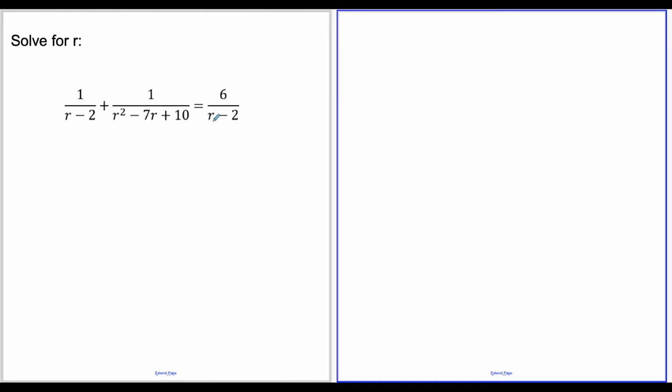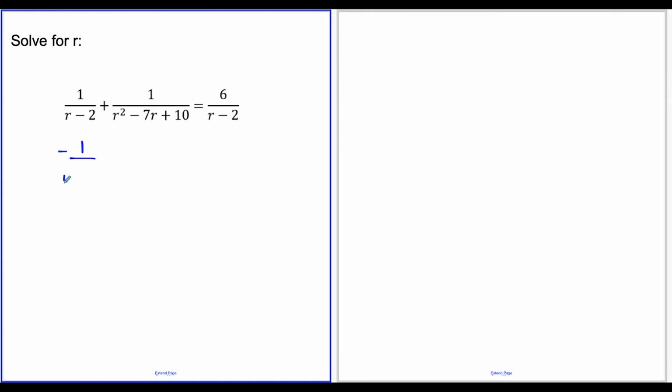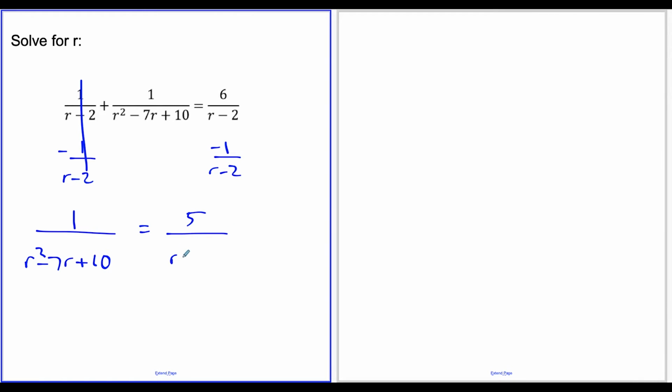Now for these questions, sometimes there's a nice little shortcut. We could do exactly what I did before, or what we could do is just subtract 1 over r minus 2 on both sides right away. And I'm allowed to do this because these two fractions have the same denominator. So when we simplify, we have 1 over r squared minus 7r plus 10 equals, and I'm just subtracting the numerators, 6 minus 1 is going to give us 5 over r minus 2.